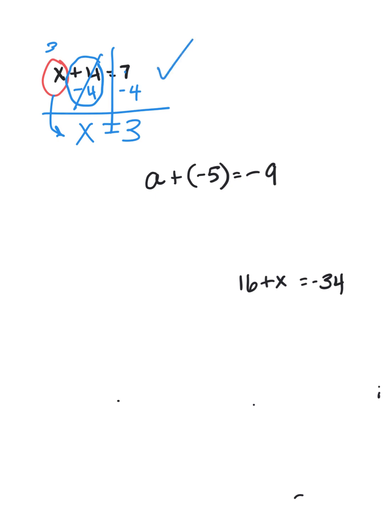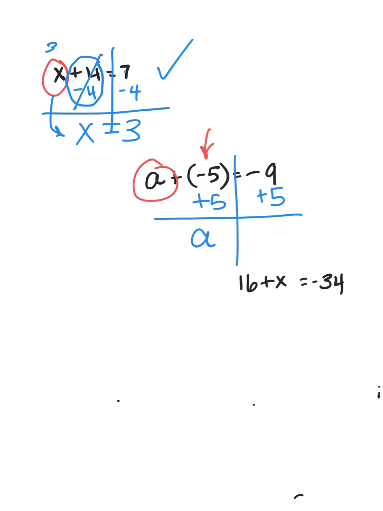On the next one, there's our variable. We have the a. There is negative 5 being added to it. So we need to add the opposite. The opposite of negative 5 is positive 5. We're going to do the same thing on both sides of the equal sign. The a comes down because this eliminated. It made 0. On the right, negative 9 plus 5 is negative 4. Now if we go back and substitute negative 4 here, negative 4 plus negative 5 is negative 9. So that's how we know we're correct.